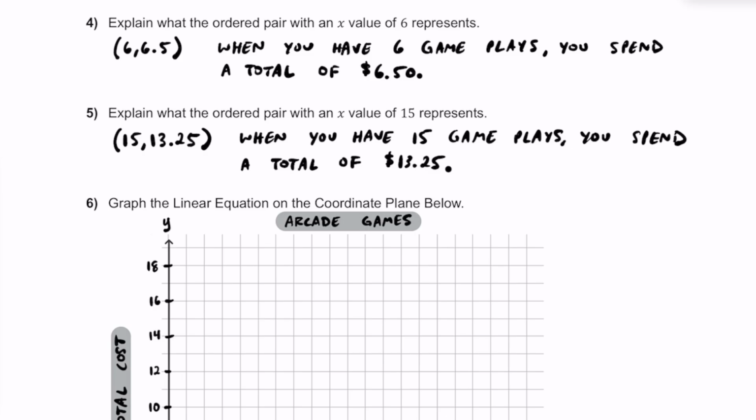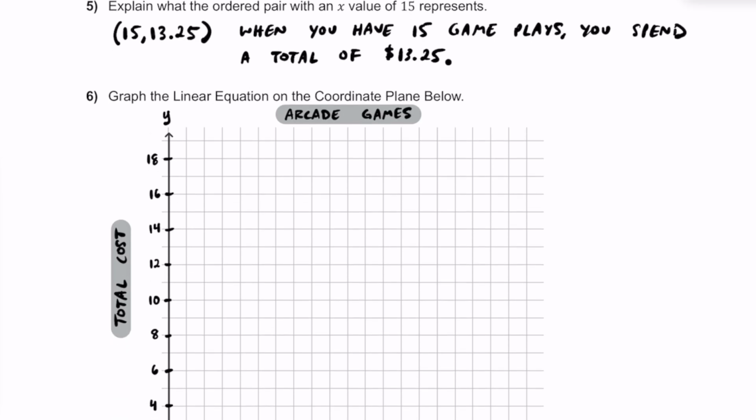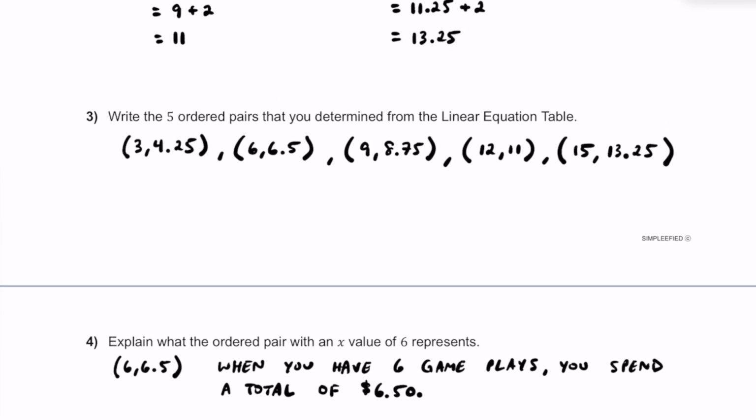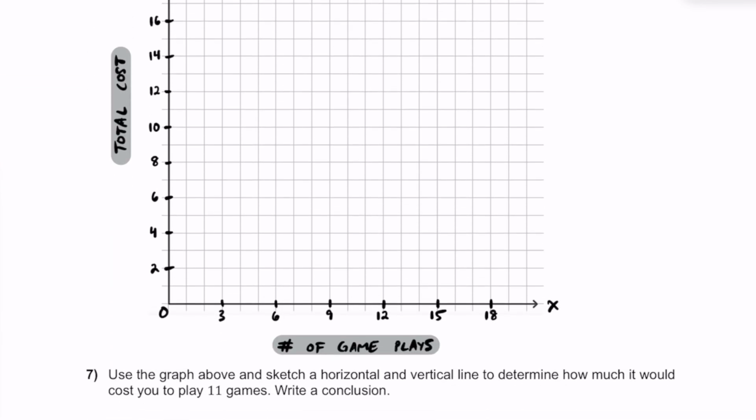All right, for question 6, or part 6, we're going to go ahead and graph the linear equation on this coordinate plane that we have over here. So let's take a look at our ordered pairs. We have 3 comma 4.25. So I'm going to take this dot and put it at the origin first. Let's go ahead and move it. We're going to start at 3 gameplays, and then we have to go up to $4.25. So here's $4, here's $5. So $4.25 must be like a quarter of a box. So something like that would make sense.